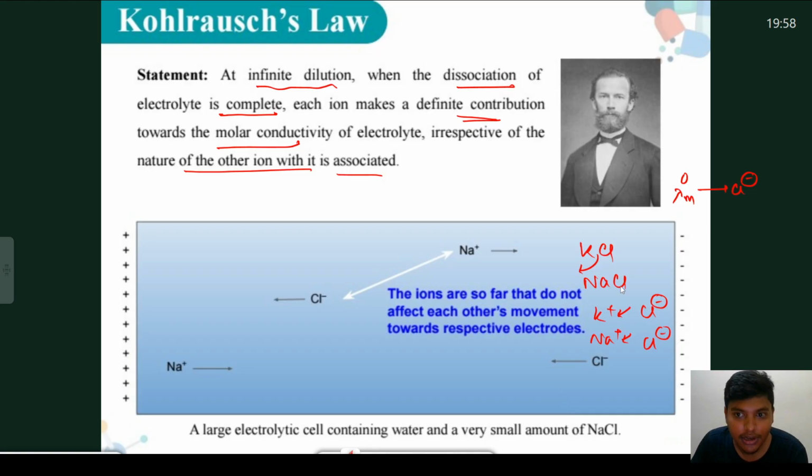Understood this thing? Yes or no? If you are using KCl, NaCl, or CsCl, whatever you are using, this lambda naught value of Cl minus will be the same in every case. Or on the positive side, suppose you are using KF, KCl, or KBr, in all three cases the lambda naught value of K plus will be the same. Understood?